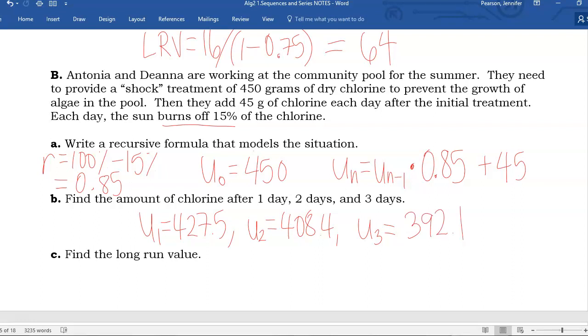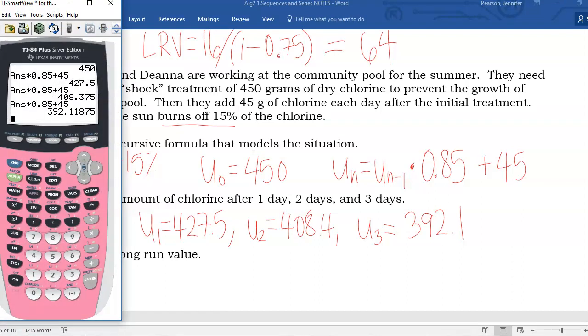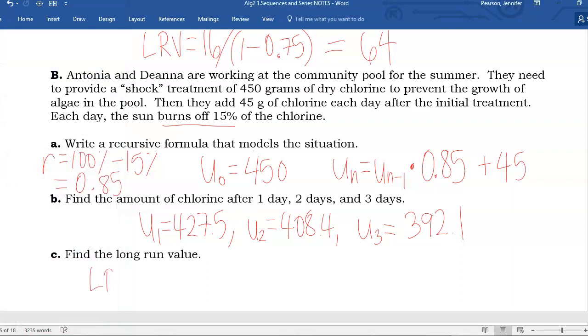Find the long run value. So if you really want to get some aggression out, you could just keep hitting enter a bunch until we see the values start to level off. But I'm going to go ahead and jump to that formula to get the long run value. First, we need the common difference, and the common difference in this case was 45, divided by 1 minus the ratio. Ratio in this case was 0.85.